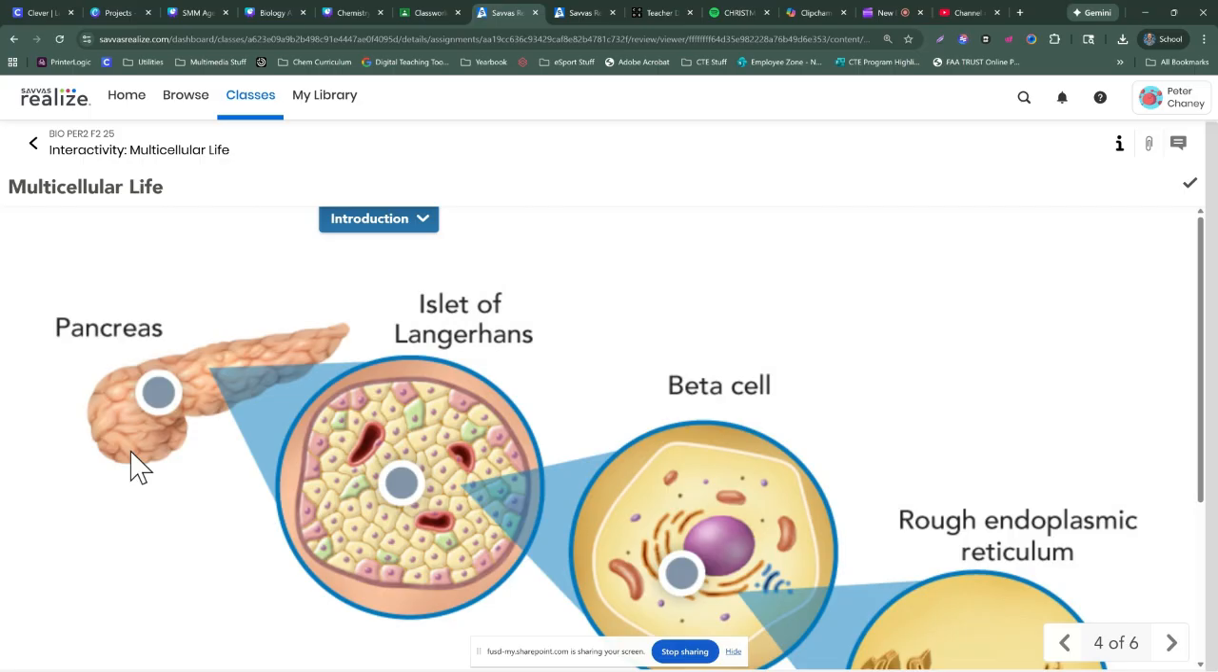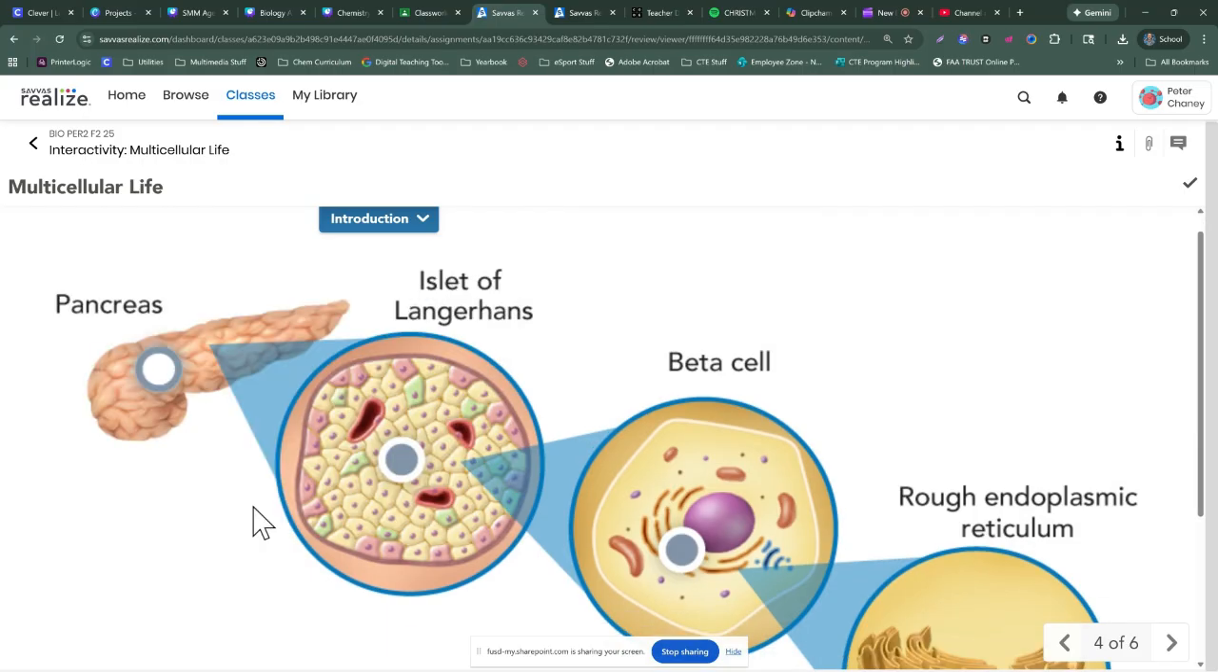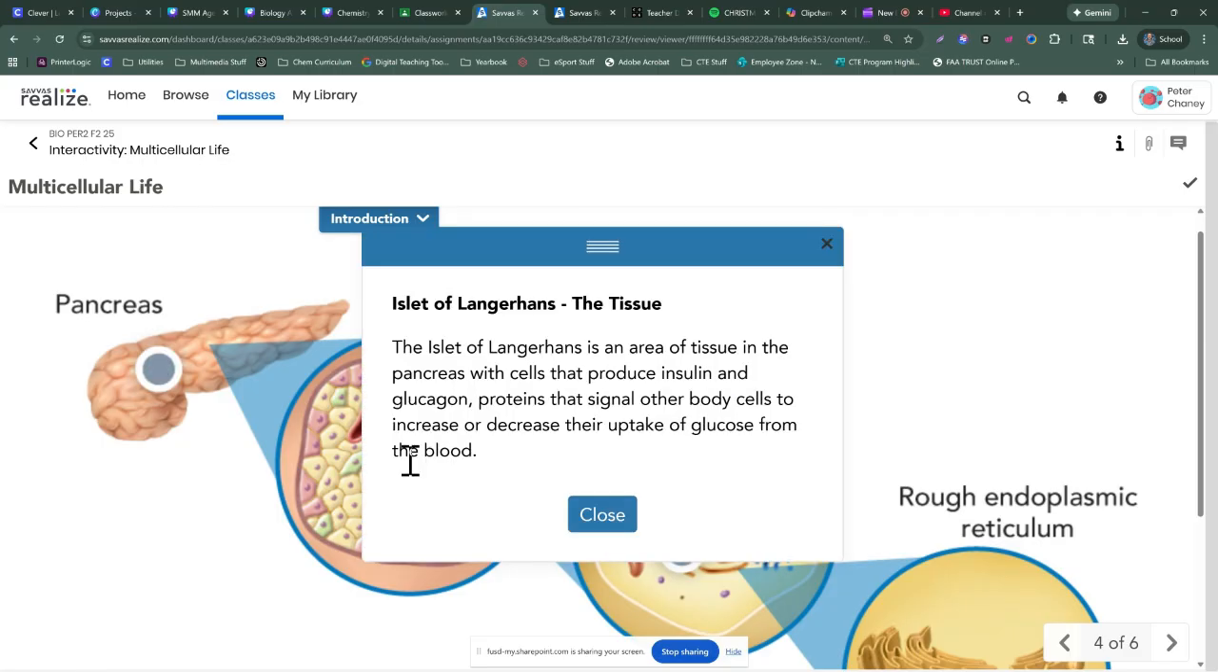All right, pancreas, the organ. The pancreas is an organ that produces both digestive enzymes for the small intestine and hormones for the bloodstream. Clicking on number 2, the islet of Langerhans, the tissue. The islet of Langerhans is an area of tissue in the pancreas with cells that produce insulin and glucagon, proteins that signal other body cells to increase or decrease their uptake of glucose from the blood.